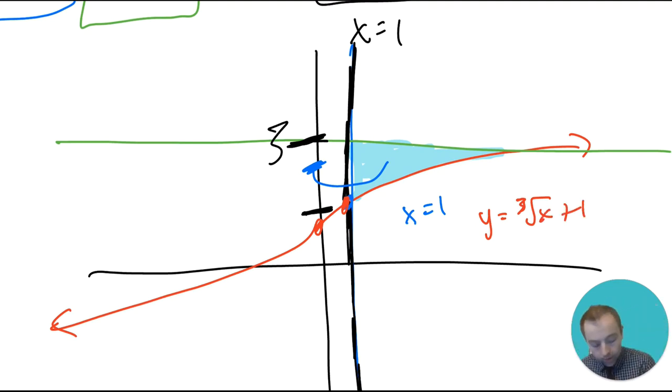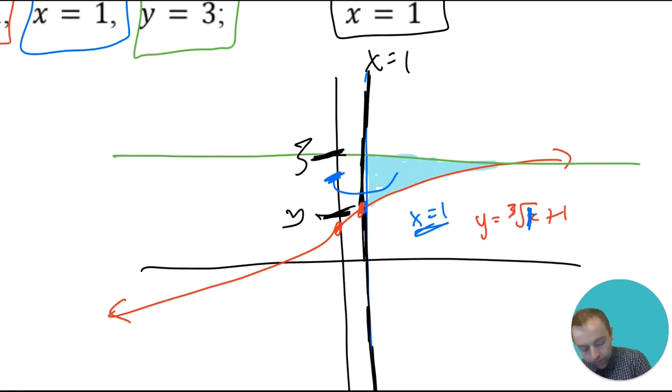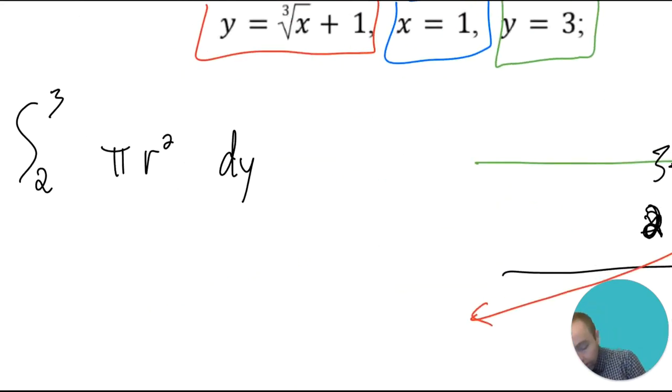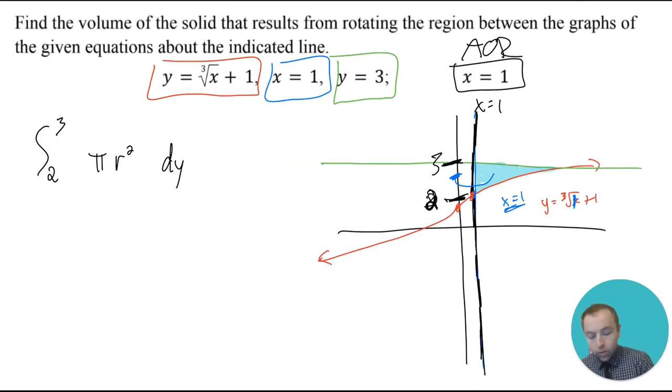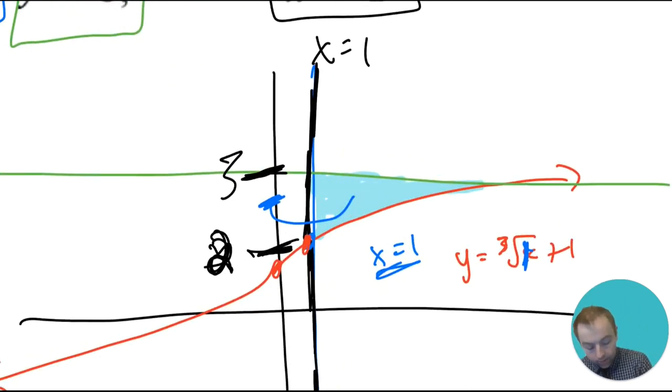I guess we could plug the x equals 1 in right here, and then cube root of 1 is 1, plus 1 is 2. So when y equals 2, that's what we want right there. So that would be the lower limit. So the only thing that we really need here then is what the actual radius is in terms of y. So based on the region right here, this distance right here is going to be the radius that we're going to revolve around 360 degrees around that x equals 1 axis of rotation right there.